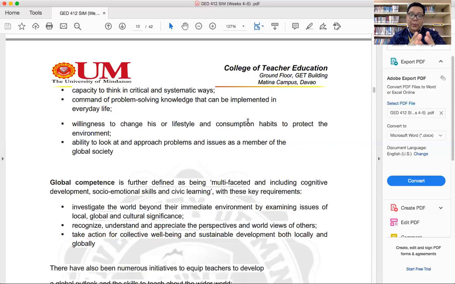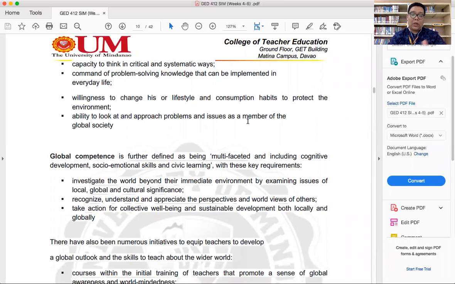It's also important that you recognize, understand, and appreciate the perspectives and worldviews of others. As what I mentioned, given the differences that we have right now, it's very important that we know how to respect as global teachers. We know how to respect the opinions of other people. And lastly, a global teacher possessing global competence needs to take action for collective well-being and sustainable development both locally and globally. This could have many ways or means, but you need to be careful as a global teacher to make sure that you are also respecting the beliefs or the actions of other people.